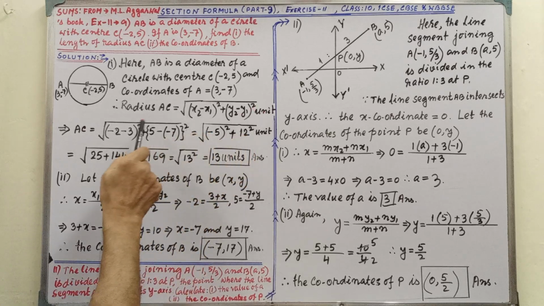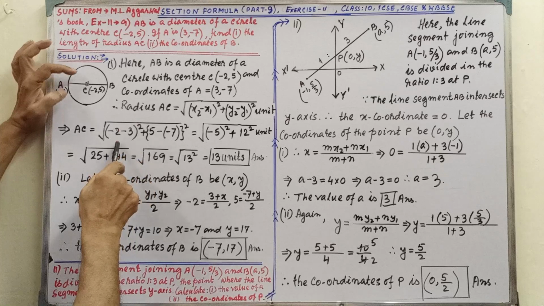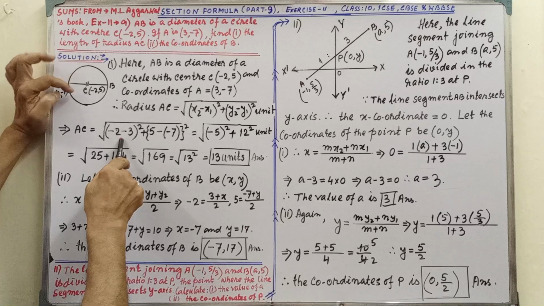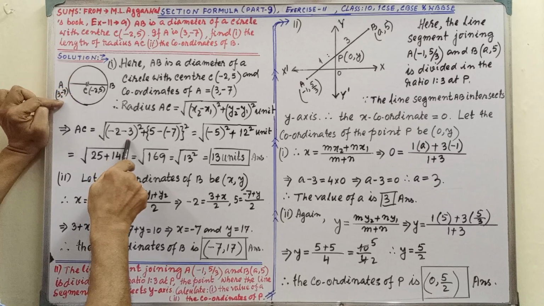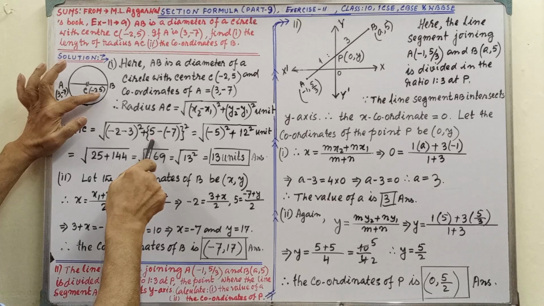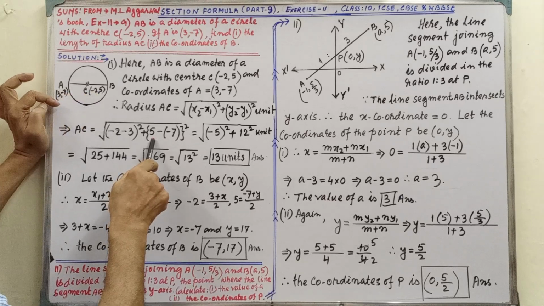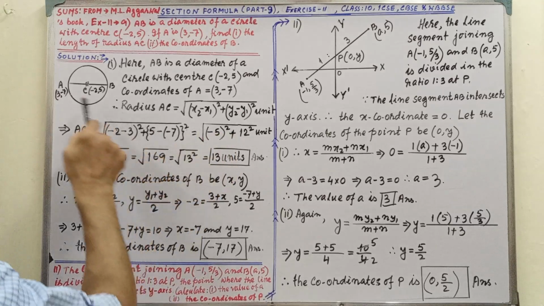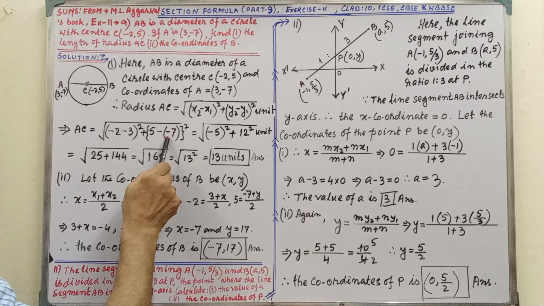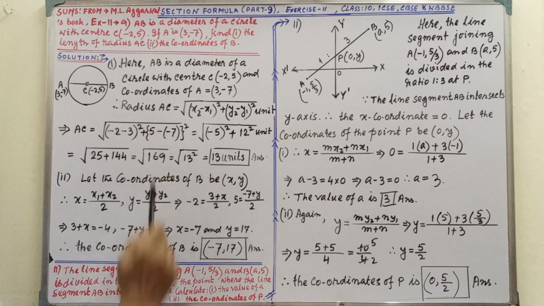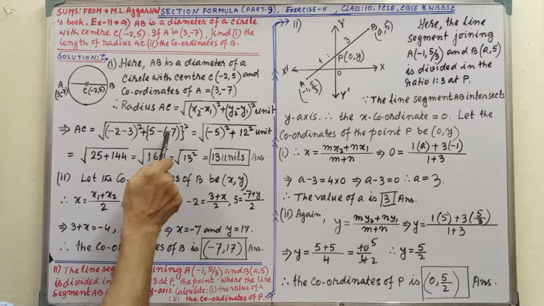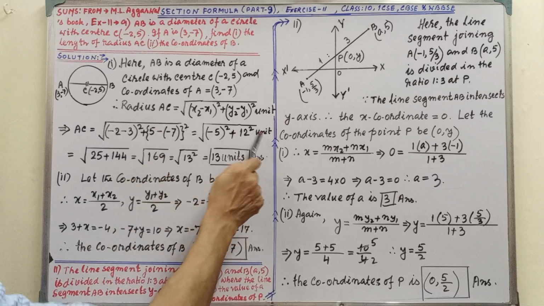After writing the formula, relevant values we have to put here. We are considering this is x2, y2 and this is x1, y1. So minus 2 minus 3 whole square plus y2, that is 5, minus 7. Since the formula has minus here and the coordinate is given minus 7, within the first bracket we have to write this 7 in this way. Now minus 2 minus 3, that is minus 5. 5 minus minus 7, plus 5 plus 7, that is 12, square unit.